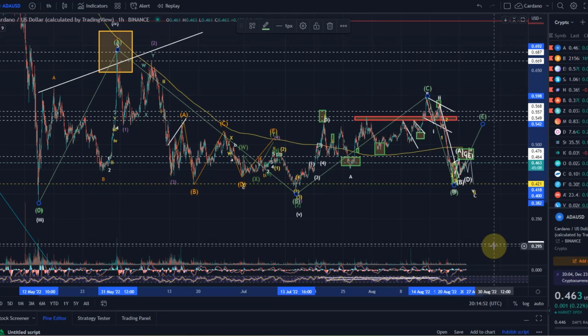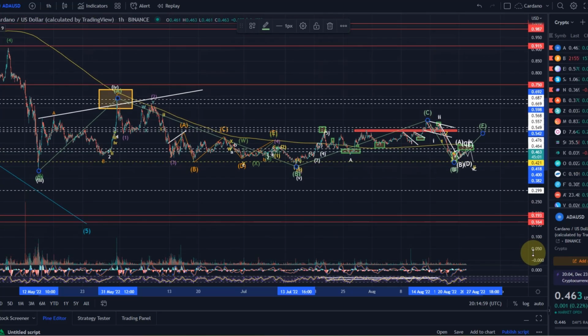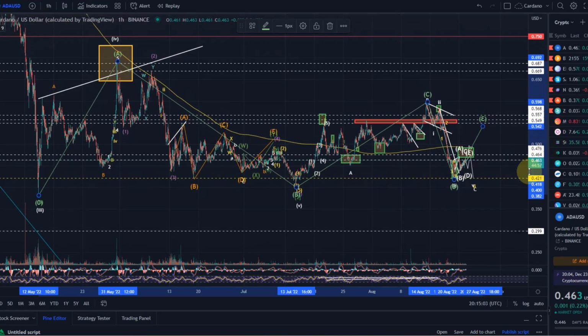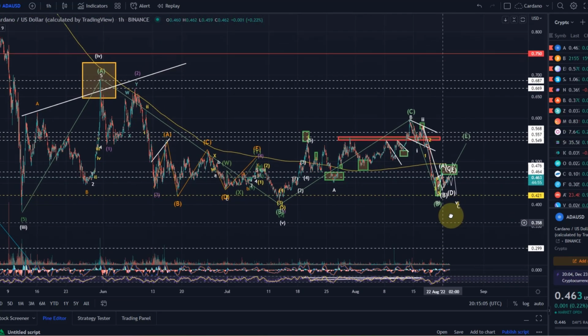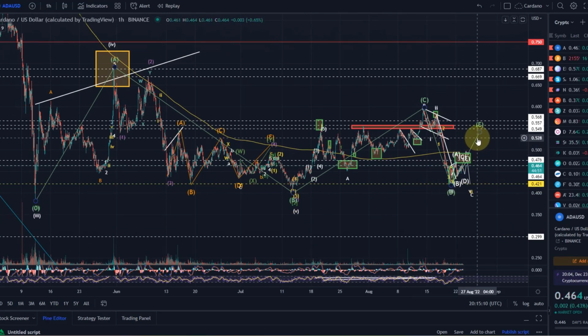Ideally, we want to hold this level. It is the 88.7% Fib level, but I can't rule out we might break below it. If we break below it, ideally you don't want to stay below that level for weeks and weeks and weeks, because it wouldn't be very healthy for the chart. Okay, and that's currently the view here on ADA.